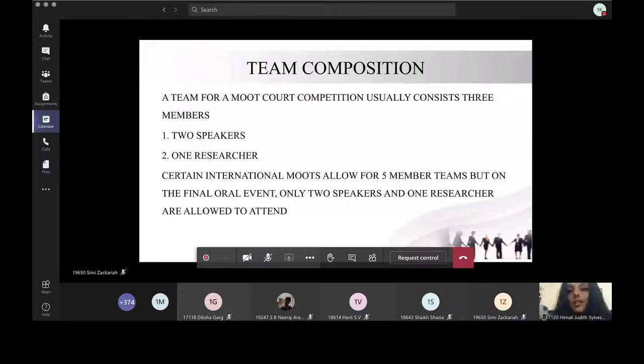The speaker, as the name suggests, speaks and is more relevant during the oral rounds, while the researcher helps with written submissions, going into various aspects of legality that exist. There are also international moots that allow for 5 participants. So there are 3 researchers and 2 speakers. However, in the oral rounds, only 1 researcher and 2 speakers are allowed to be there. These are international moots alone.